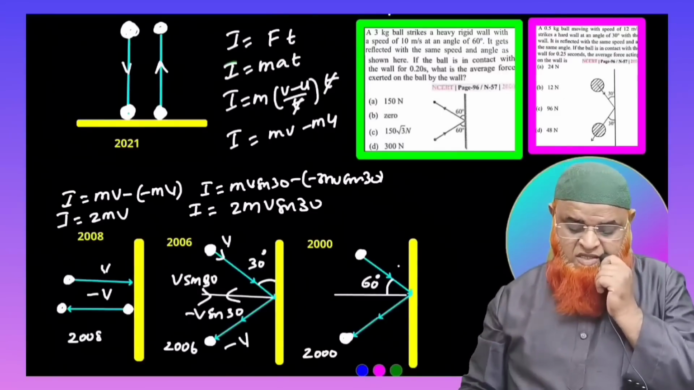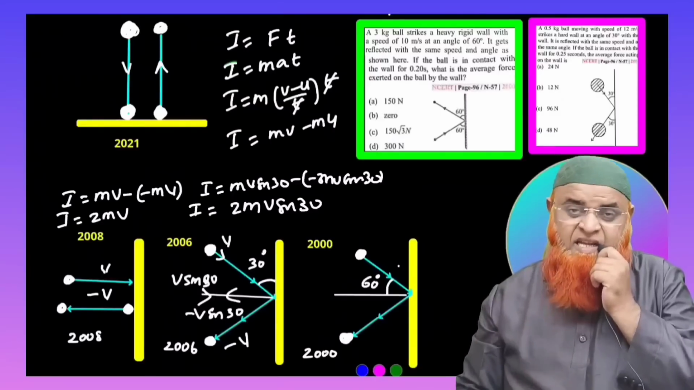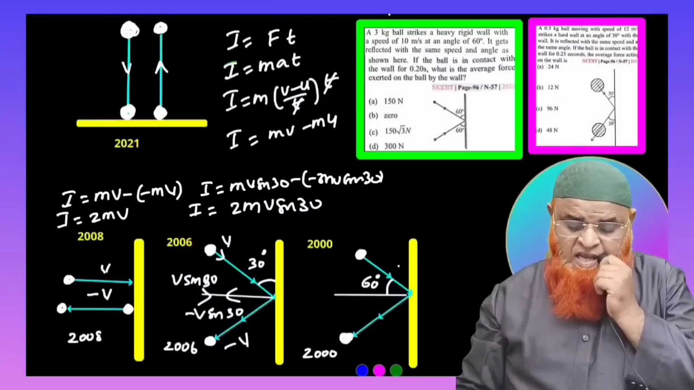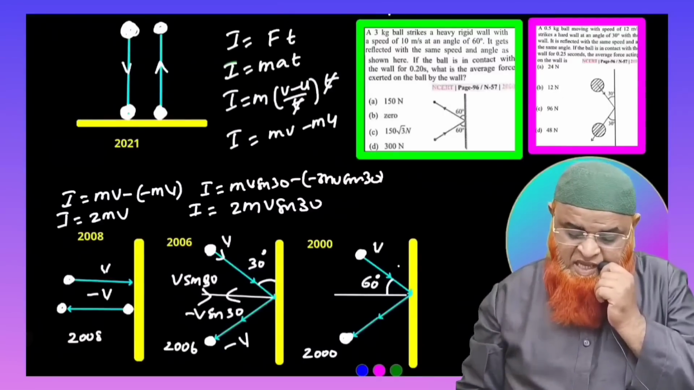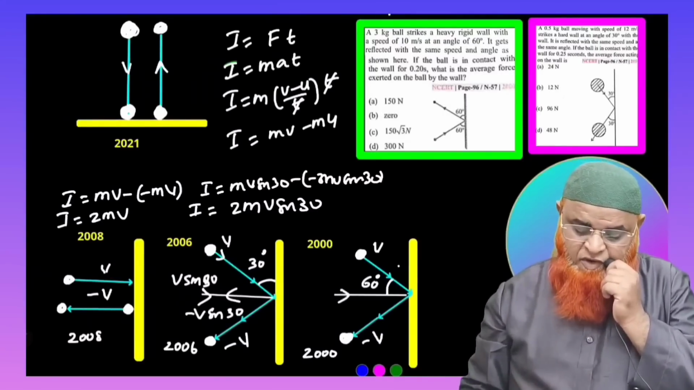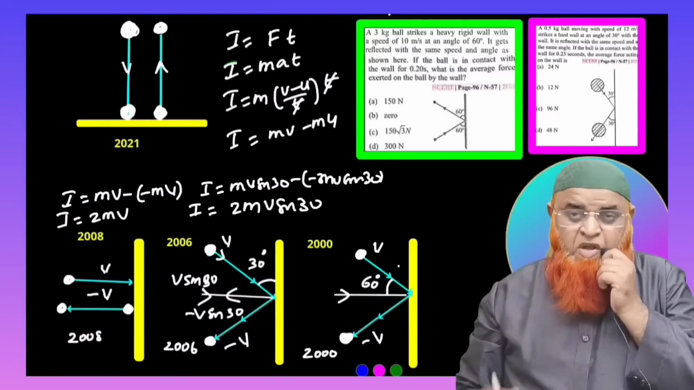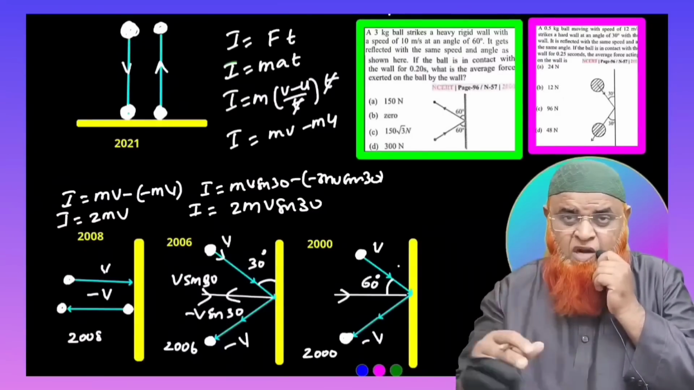Imagine that in 2000 also a model was asked. Now the ball makes an angle of 60 degrees with the normal, not with the wall. If the velocity of the ball is v and it comes back with velocity minus v, you have to consider the cos theta component, which is normal to the wall, because now the ball makes 60 degrees with the normal, not with the wall.